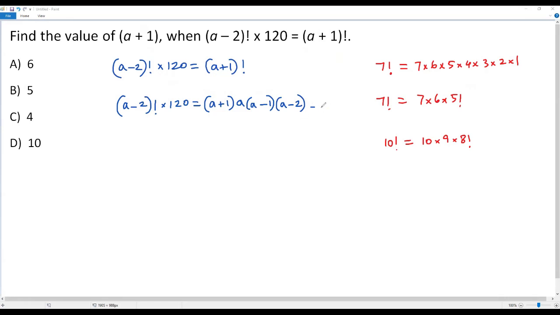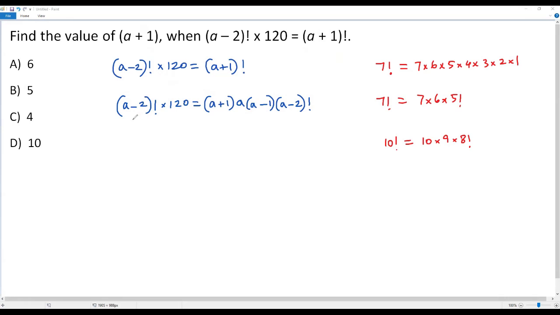But if I want to stop anywhere in the middle, I have to take factorial. I don't want to continue this one up to 1. So I just want to stop at a negative 2. So what should I do? I have to take factorial over here since I stop in the middle. Okay, now in this equation, I find a negative 2 factorial on both sides.